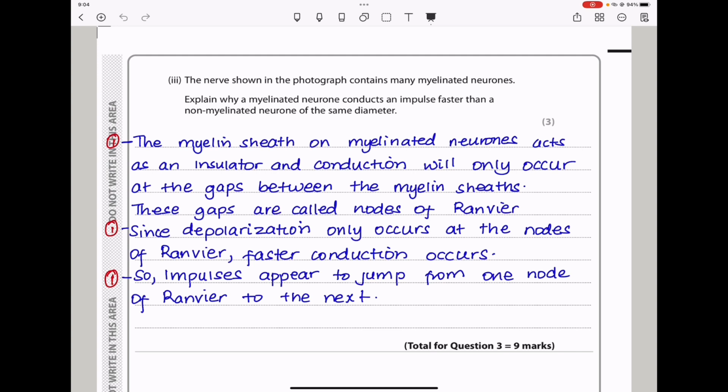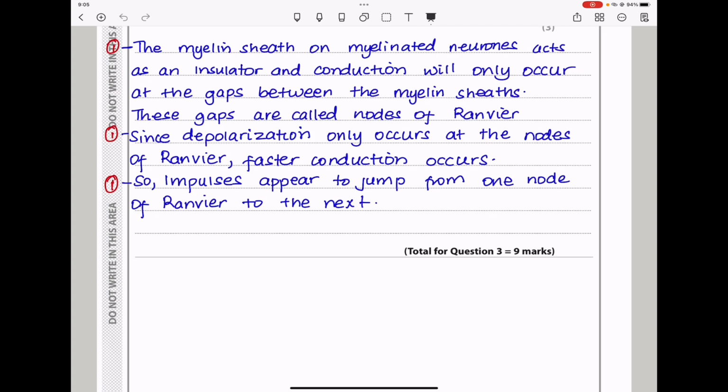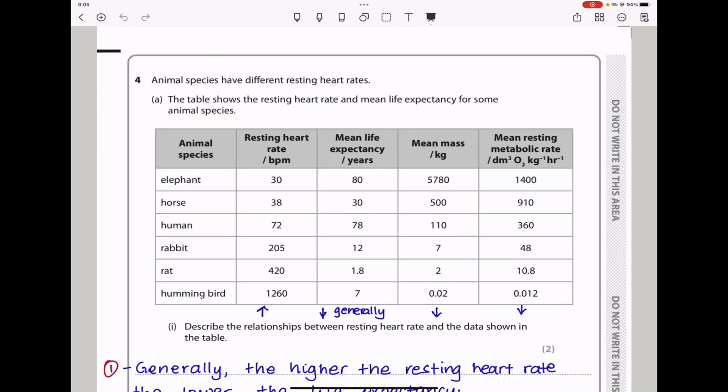So I said, the myelin sheath on myelinated neurons acts as an insulator, and conduction will only occur at the gaps between the myelin sheaths. These gaps are called the nodes of Ranvier. So since depolarization only occurs at the nodes of Ranvier, faster conduction occurs. So impulses appear to jump from one node of Ranvier to the next. So this brings us to the end of question 3. Let's continue to question 4.